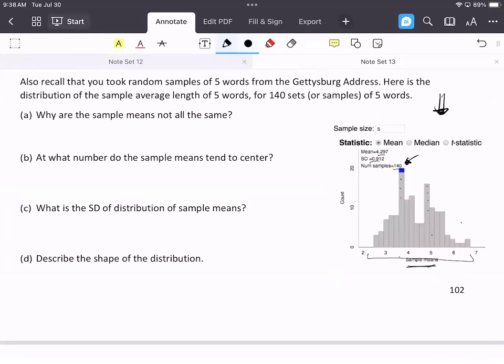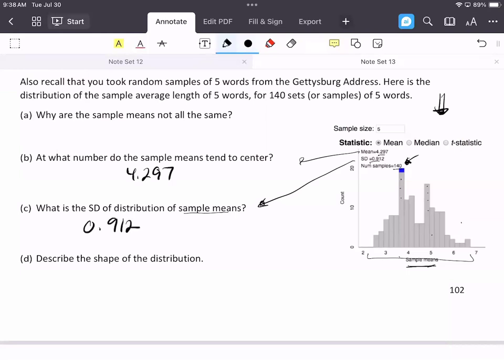At what number do the sample means tend to center? Well, that's right here. That's at 4.297. It's pretty close to that population average of 4.29. What's the standard deviation of the sample means? Remember, we're looking here at what I had come up with when I ran the applet.